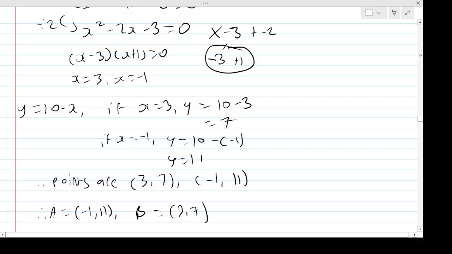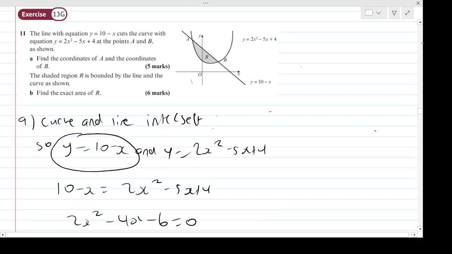And there we are. And we can also label the x values. So minus 1 there and 3 there. Okay, cool, that's part A done. Then obviously for part B, you can probably guess we need to find the area of the shaded region R. Okay, so again we're going to consider, I'm going to do it down here, the area of R.